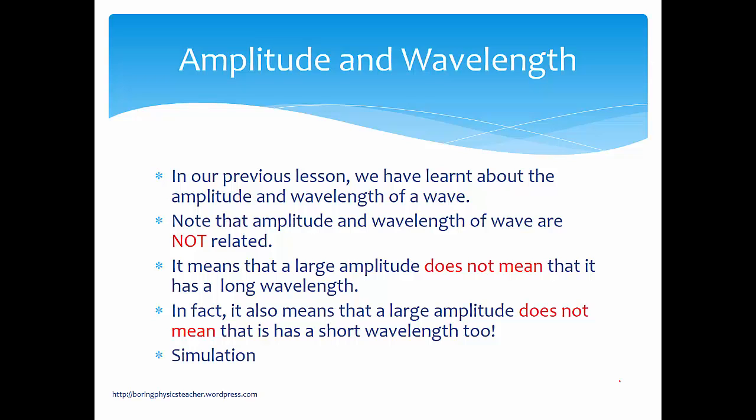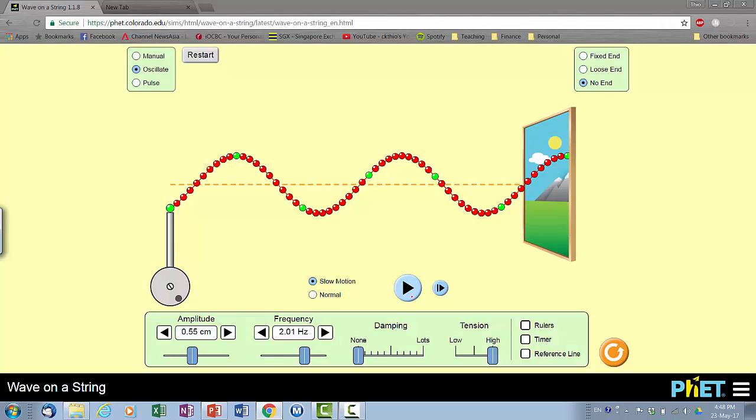This is a simulation to show what I mean. Okay, here we have this wave. As you remember from last lesson, amplitude is how far it deviates from the center line, and the wavelength is how long a repetition is. A peak to a peak is a wavelength.